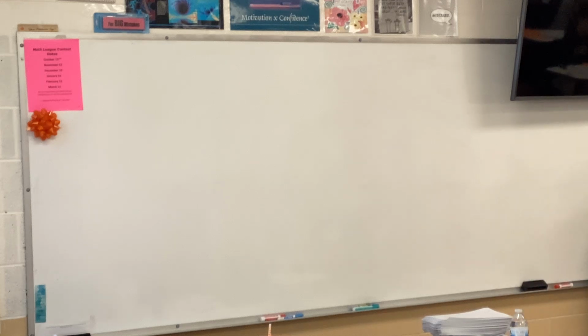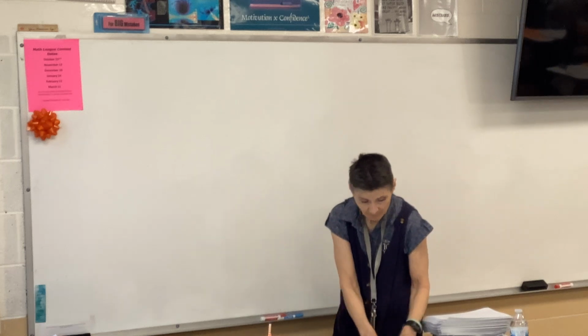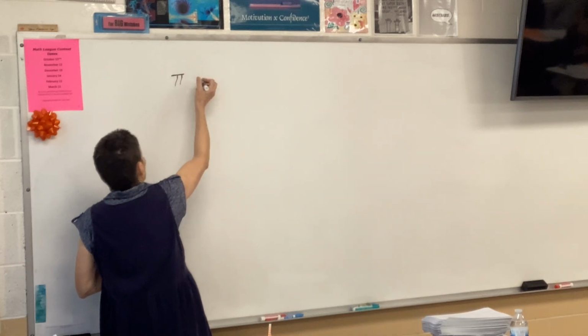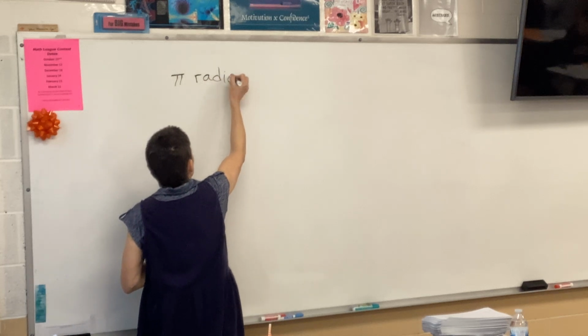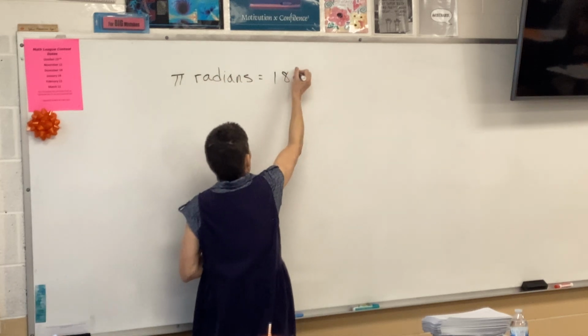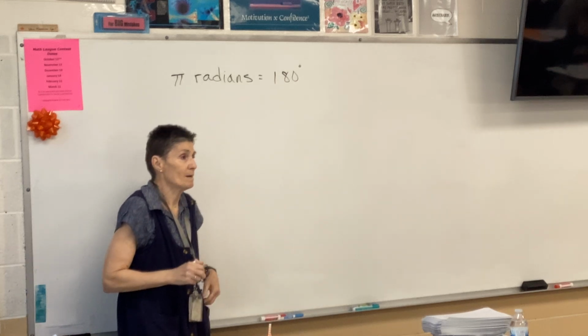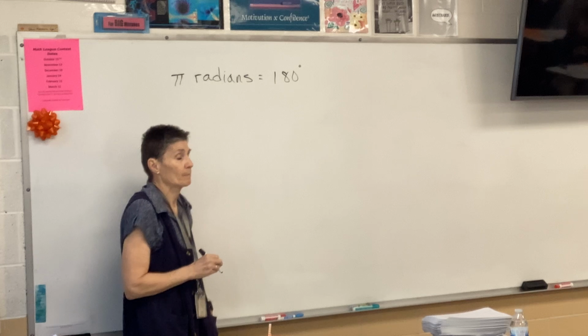Here is the key relationship. Back in math class. Pi radians is 180 degrees. So that is your fundamental relationship.